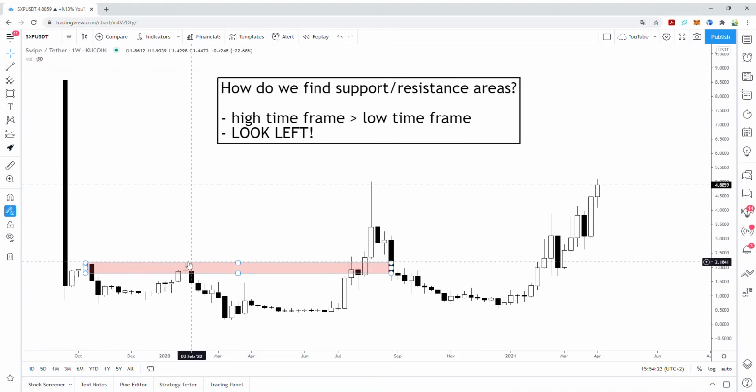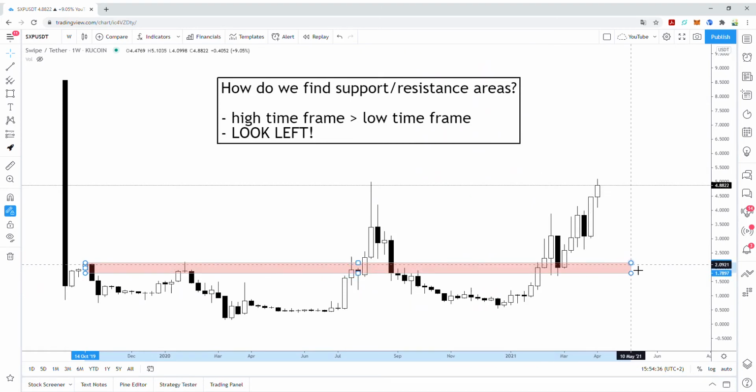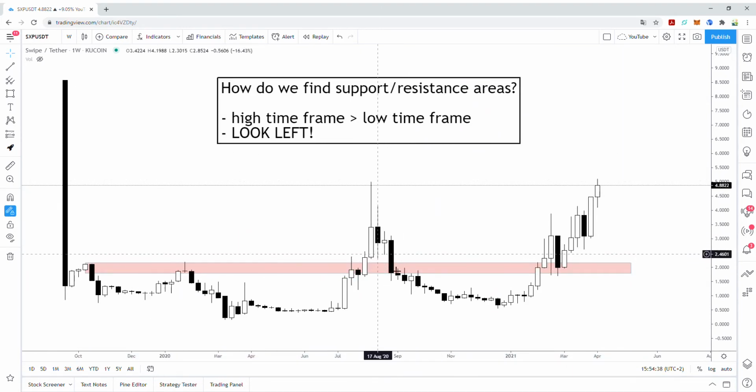One time, two times, and the third time it actually succeeded to go through. We can see that it came back, but it didn't hold as support and it went all the way down. But if we make it a little bigger, we can see that when we went down here we succeeded to go up again. We came back, we tested it as support, and from there it continued all the way up. So this is a perfect support and resistance flip.